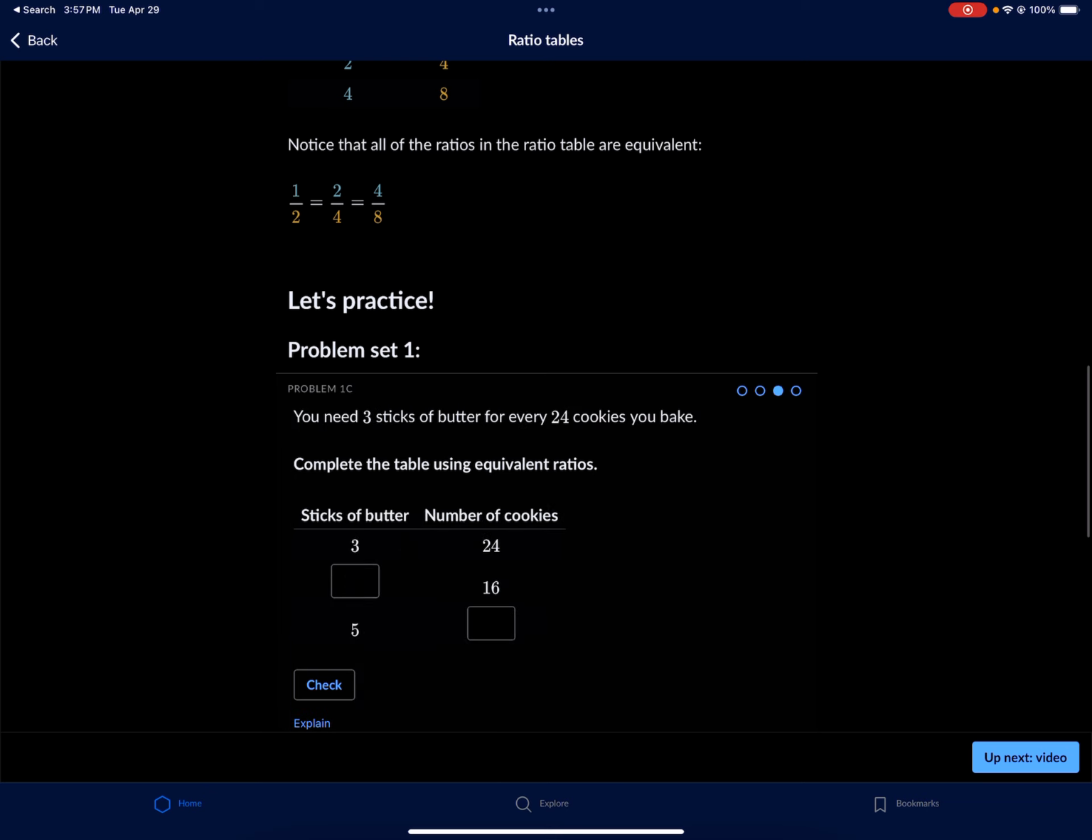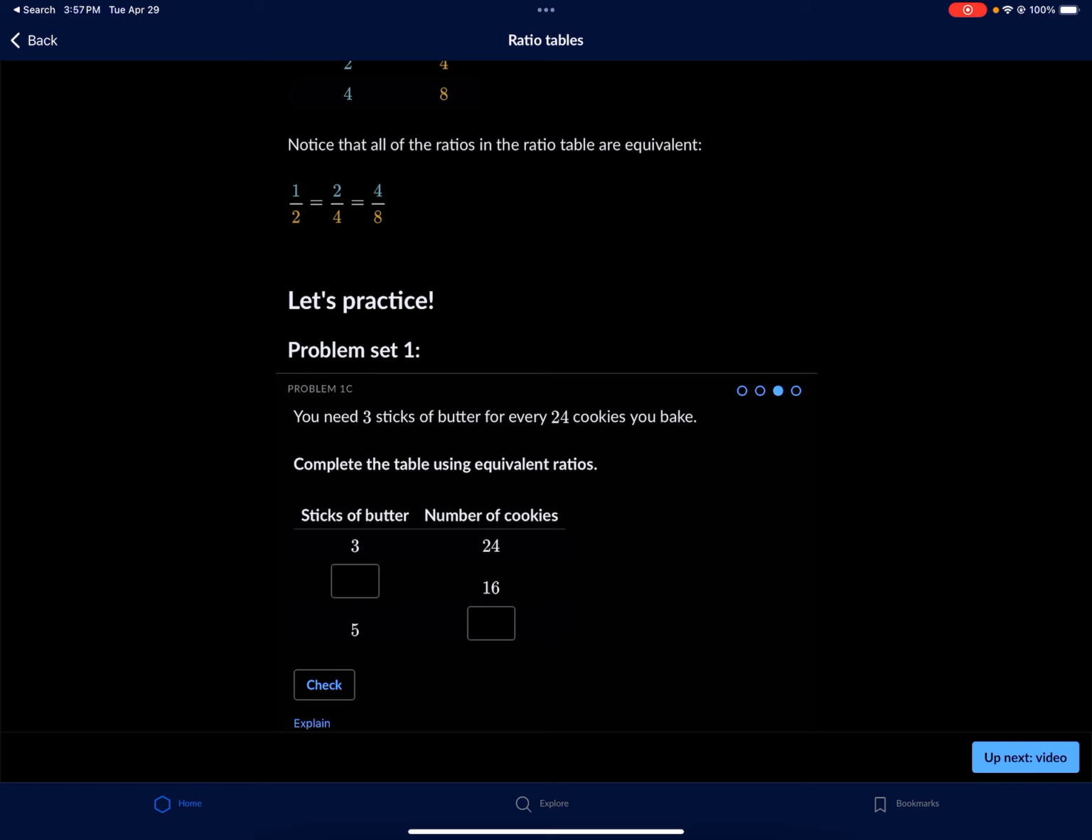You need 3 sticks of butter for every 24 cookies you bake. Complete the table using equivalent ratios. So let's use what's given, 3 and 24. Can we get anything? It looks like 3 times 8 is equal to 24. So that means 24 divided by 8 is equal to 3.